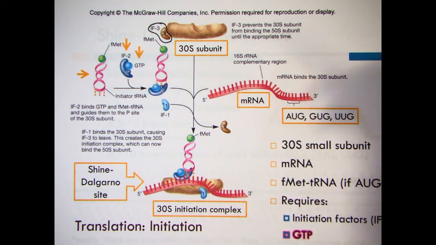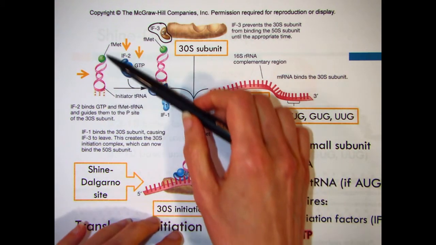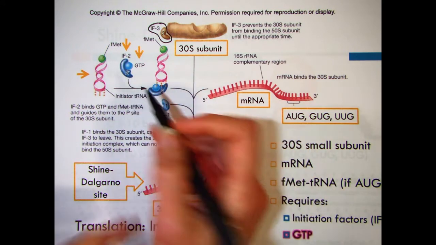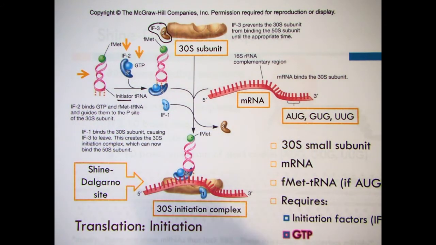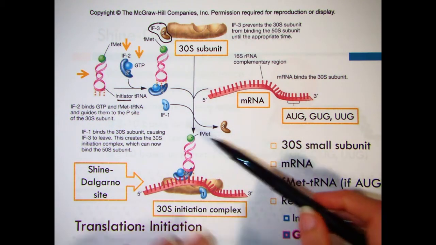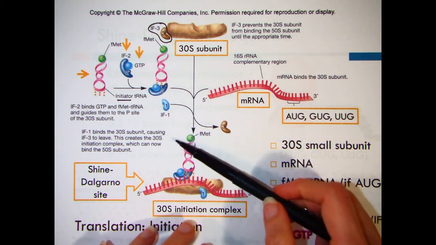And so here is our first tRNA. Because it's the first one, it is called the initiator tRNA. And so the initiator tRNA will bind to the start codon. We'll get back to that in just a second. So the initiator tRNA will bind to the start codon.